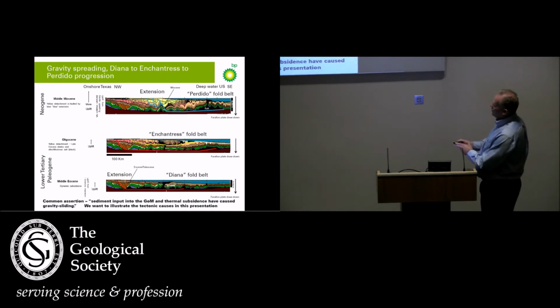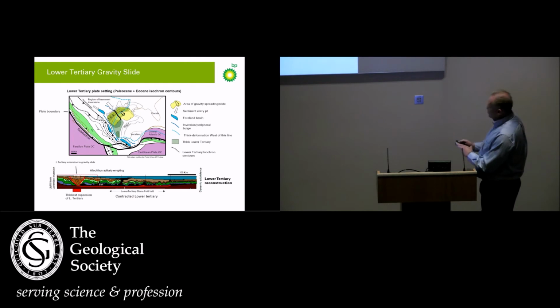Now, I frequently deal with people, and the common assertion that people will say is that the sediment input into the GOM and thermal subsidence have caused this type of gravity sliding. And I think there's a lot more going on, and I'd like to draw the linkage to plate tectonics. So this is a map. What I've done is put the observations on a map that Jim Pindell and I worked on at BP some time ago.